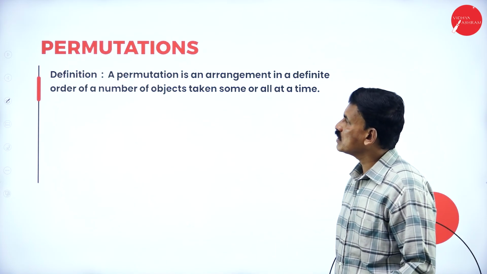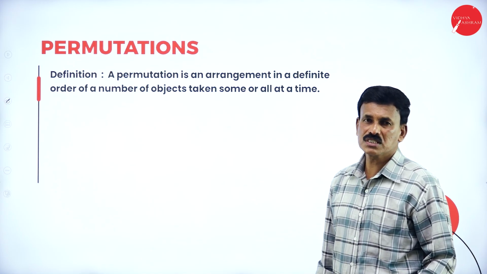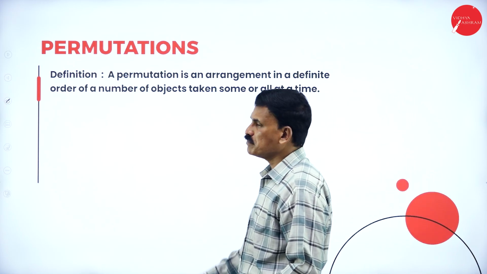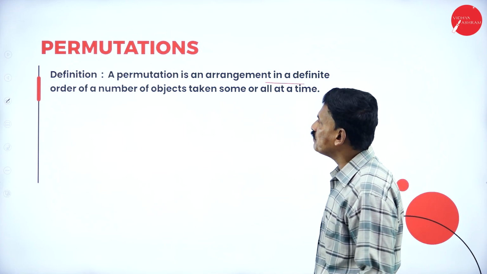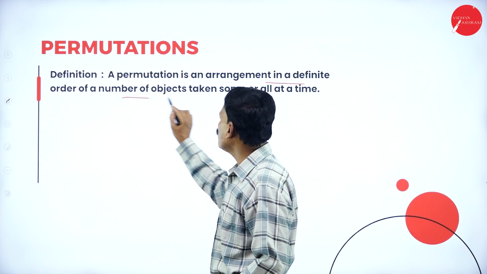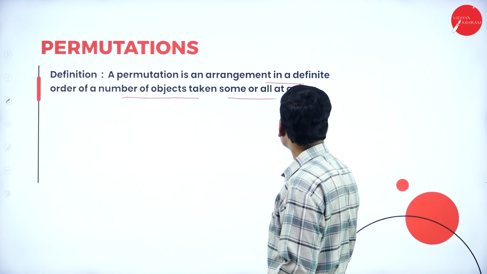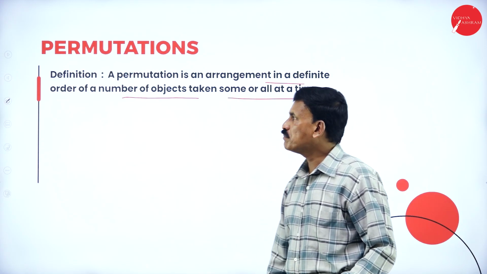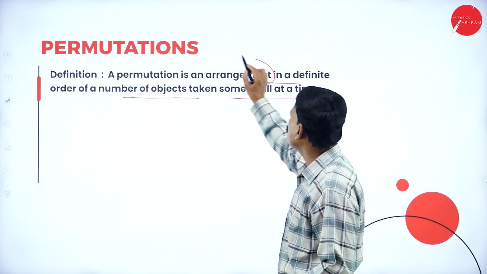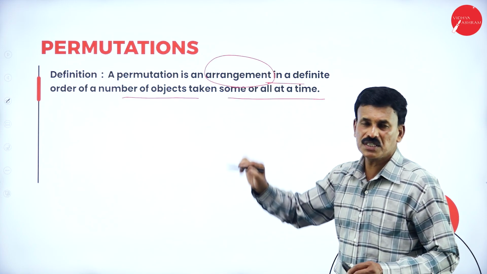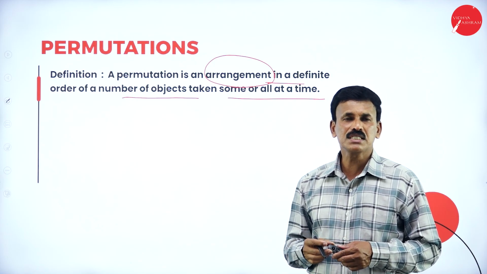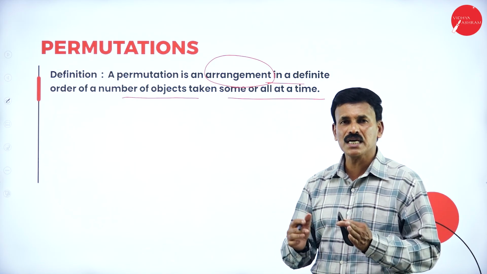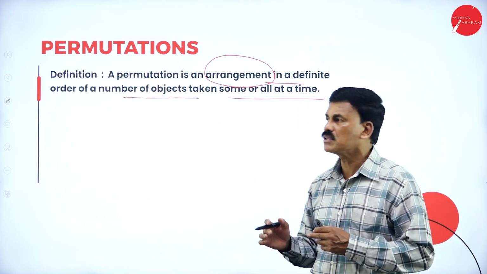Now, let us come to the important definition, that is the permutation. What is a permutation? A permutation is an arrangement in a definite order of a number of objects taken some or all at a time. So, a permutation is nothing but an arrangement. Arrangement of n different things taken all at a time is called a permutation, just an arrangement of elements in a particular order.